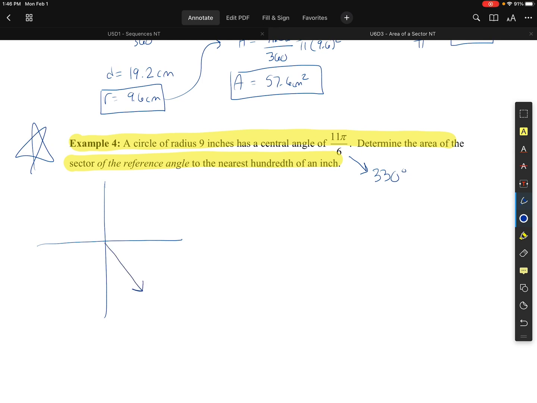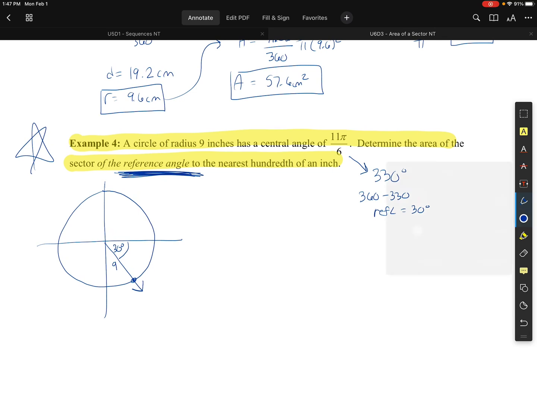Determine the area, and we have a circle. A circle of radius 9. So from here to here, that is 9. It has a central angle of 330. Determine the area of the sector of the reference angle. The reference angle, that's the key word here. What's the reference angle? If we're in quadrant 4, 360 minus 330, our reference angle equals 30 degrees. 30 degrees, that's what we're looking at.